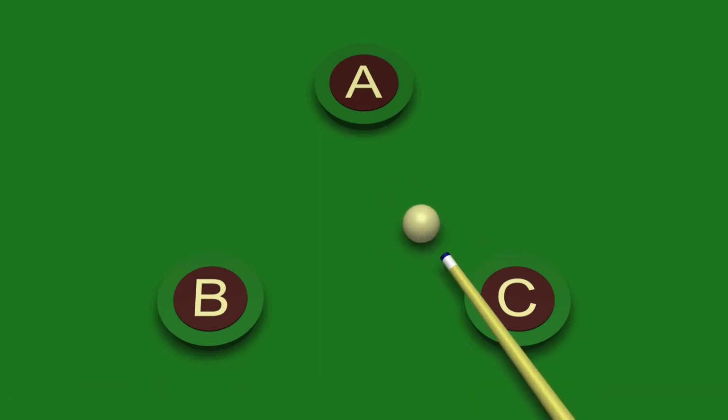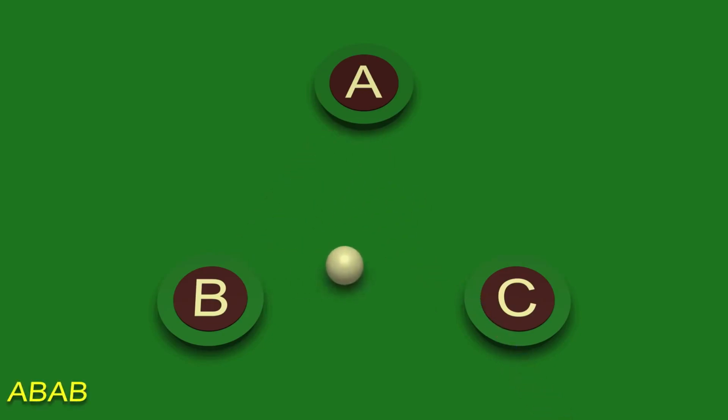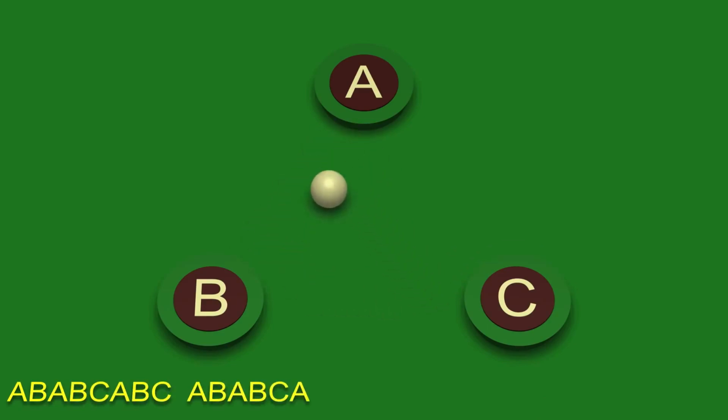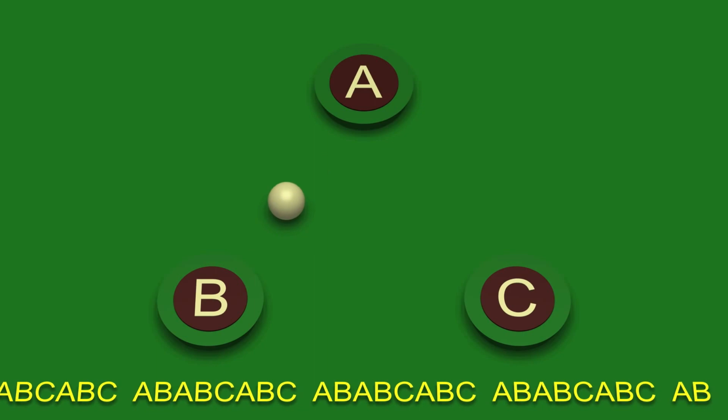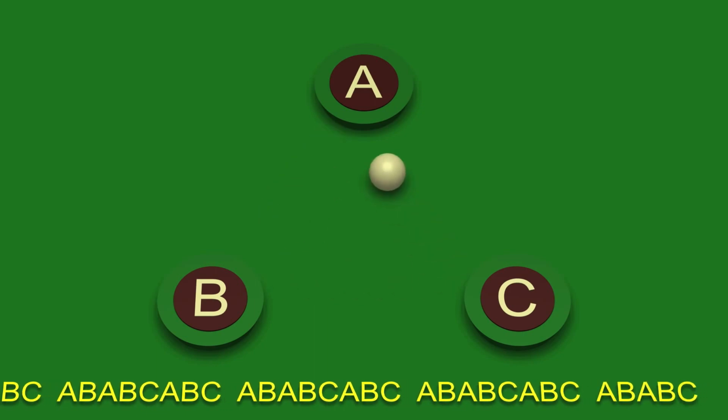Hadamard proves a beautiful theorem. He says that if you choose any word written with the three letters A, B, C, under the condition that consecutive letters are different, for example, AB, ABC, ABC, then there is a unique periodic trajectory that visits the bumpers successively in the order dictated by the word in question.